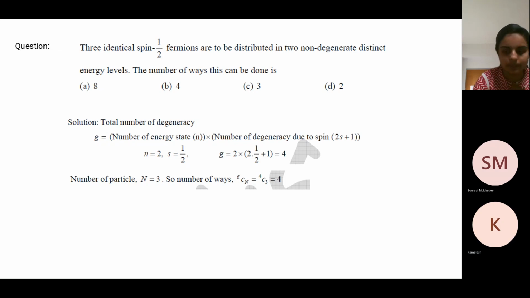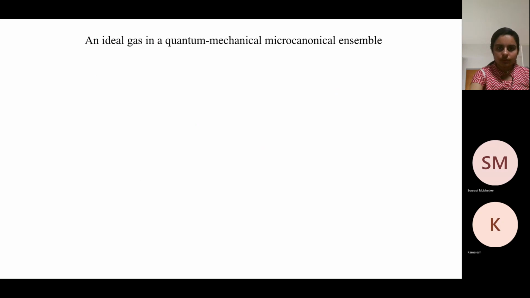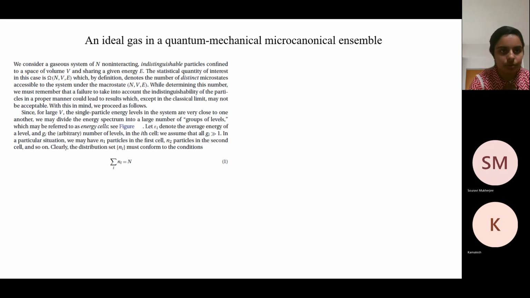Yes, ma'am. Okay, right. Now, what we will deal with is an ideal gas in the quantum mechanical microcanonical ensemble, right? So that means you now have N non-interacting indistinguishable particles in a space of volume V, and the total energy of the system is E. We want to find the number of microstates possible. Now let us denote the different energy levels as epsilon i, and for each energy level there are g_i levels of degeneracy possible, right?